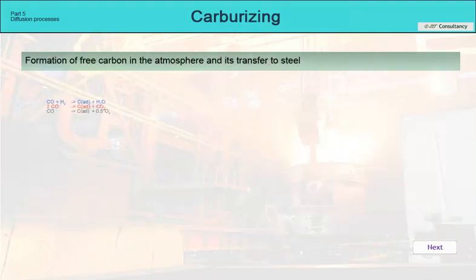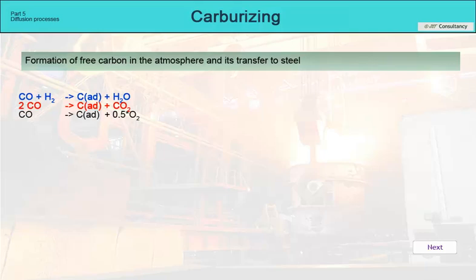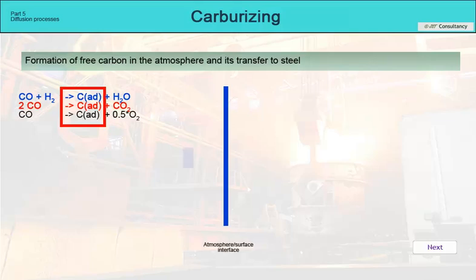The furnace atmosphere, whether endo or nitrogen-methanol, provides us with the basic potential of the atmosphere. The addition of hydrocarbon then sets the potential required for the formation of free carbon for carburizing. We must be able to distinguish between two different problems. The first is the formation of free carbon and its transfer from the atmosphere to the interface with the metal surface. The second problem is the propagation of the carbon thus obtained inside the steel by diffusion processes.